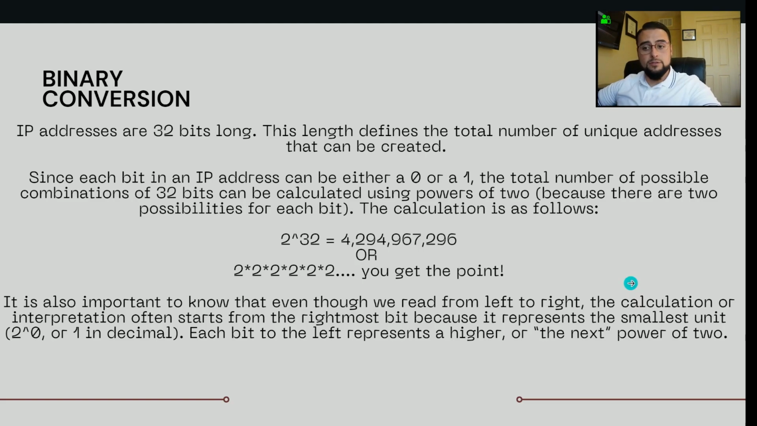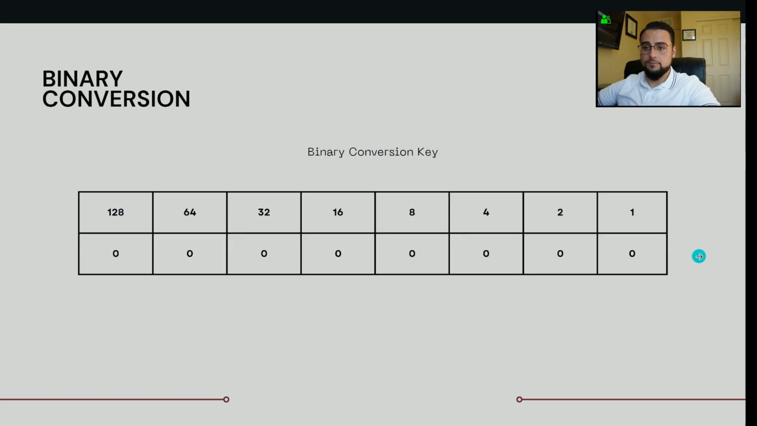The total number of IP addresses in IPv4 comes out to 4,294,967,296. It's also important to know that even though we read from left to right, the calculation or interpretation starts from the rightmost bit because it represents the smallest unit, 2 to the power of 0, or 1 in decimal. Each bit to the left represents the next power of 2.